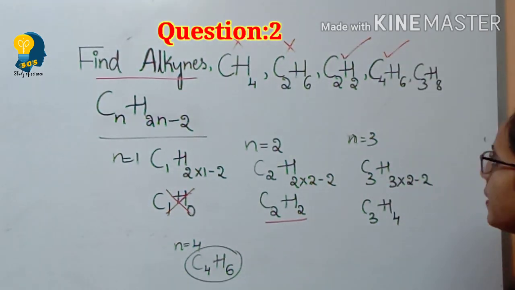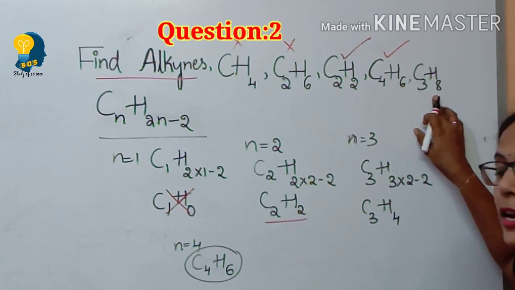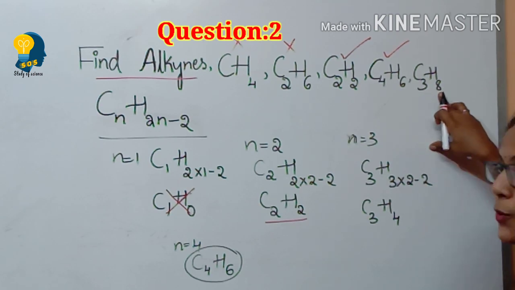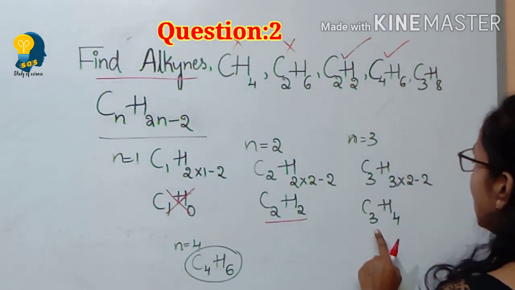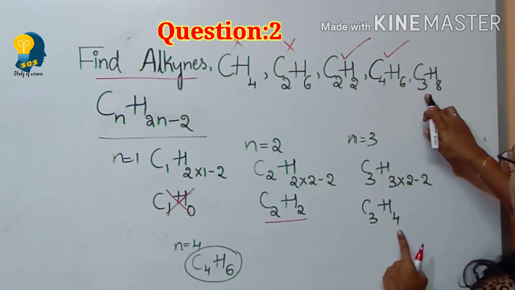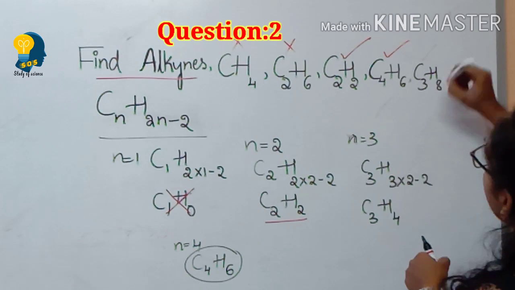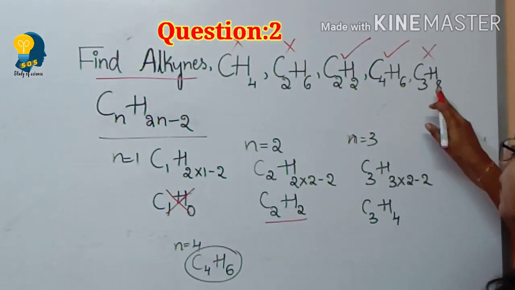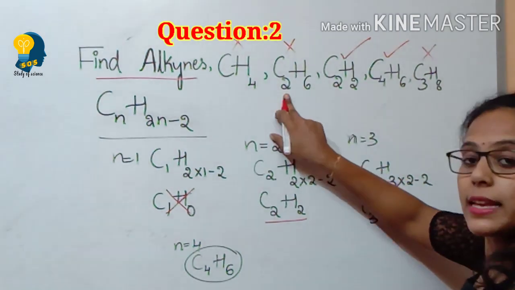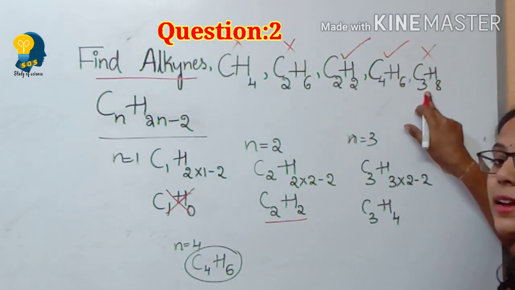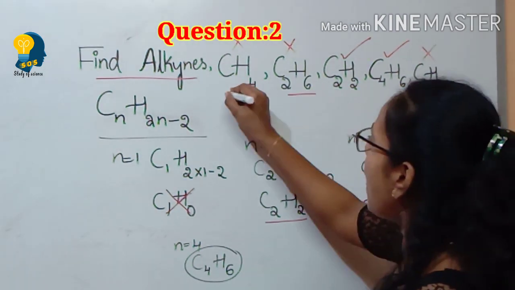C4H6 is present. So what about C3H8? If you look at C3H8, it is easy to identify. It is 3 2s are 6 plus 2, 8. So this is a member of again alkane. For C3 we got C3H4, so this is not an alkyne, it is an alkane. CH4 methane, C2H6 ethane, C3H8 it is propane. These are the members of alkane.